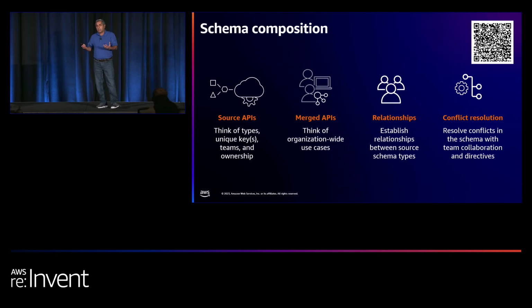And in large organizations, what happens is there is always a possibility of conflicts. So you have multiple source APIs with the same types, same fields, same operations. In that case, you need to resolve the conflicts before it is getting merged. So the best way is to collaborate between the teams and resolve this conflict. But sometimes that does not always happen. So AppSync provides what we call directives to resolve these conflicts. So you can hide fields, you can rename the fields, you can make one of them primary or secondary based on the use case with these directives.